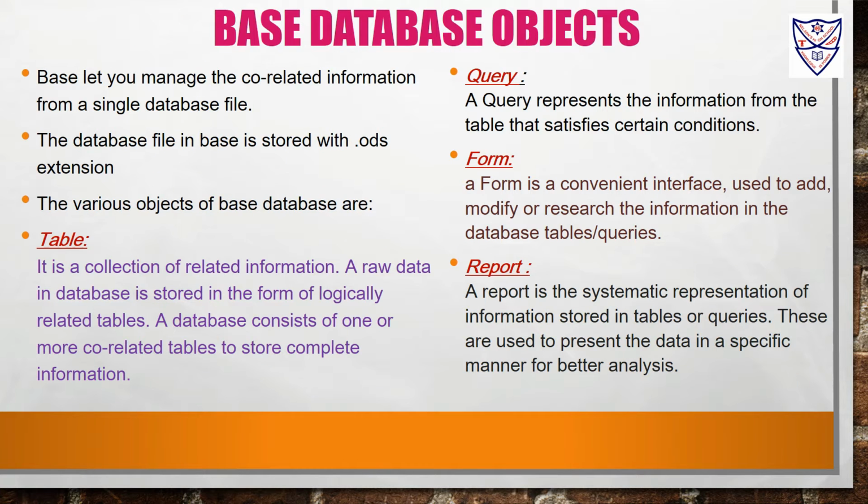Base lets you manage all correlated information from a single database file. The database file in Base is stored with the ODB extension, and the various objects of a Base database are table, query, form and report. First we will see table. A table is a collection of related information. Raw data in a database is stored in the form of logically related tables. A database can consist of one or more correlated tables to store the complete information.